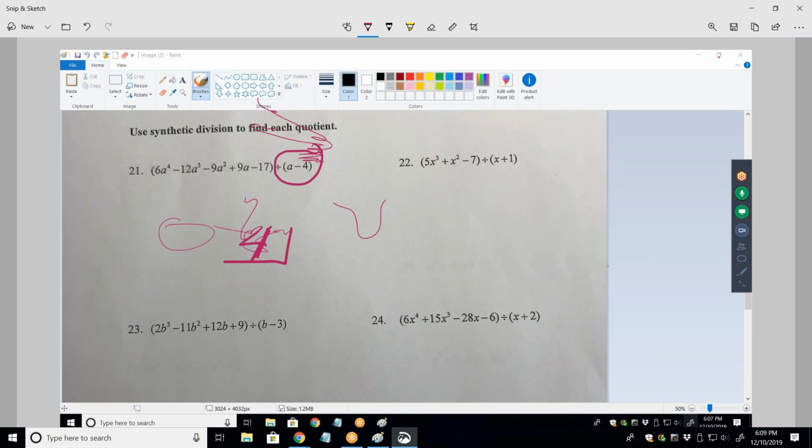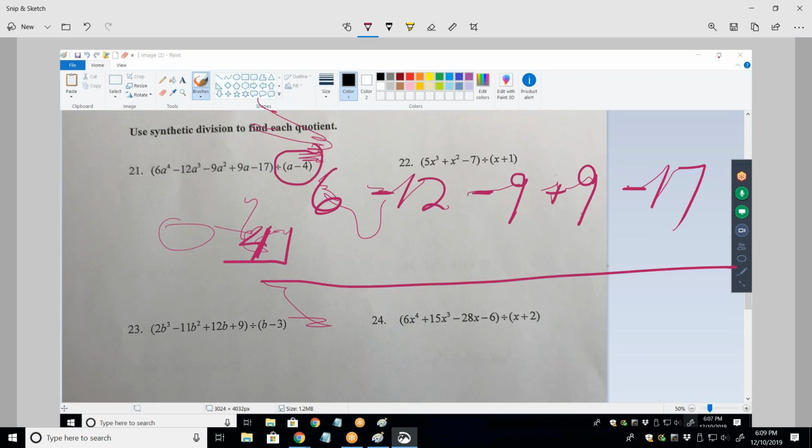What goes across the top are all of the numbers. Only the coefficients. Notice no variable. You see that? Yeah. Okay. Here's how you do synthetic division. First of all, you set it up exactly like that. Next step, you bring the 6 all the way down. No matter what. You just take that first number, bring it below the line. You with me? Yeah. Then I multiply 4 times 6 and write it there.